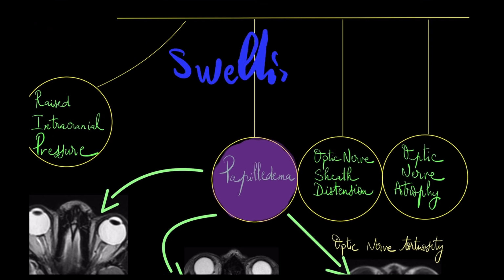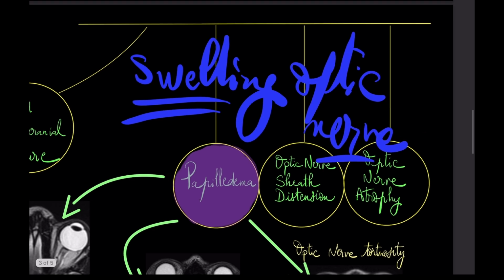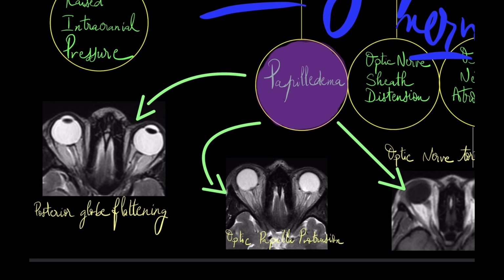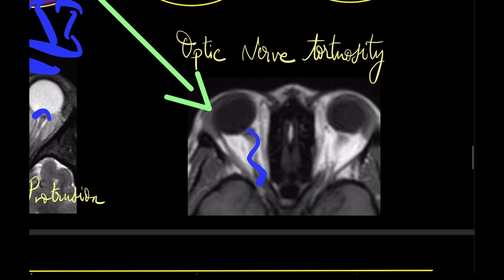the optic nerve head, which is the part of the optic nerve visible on endoscopic exam. It's a classic sign of increased intracranial pressure, but not always specific. The MRI will show posterior globe flattening, protrusion of the optic papilla, and tortuosity of the optic nerve.